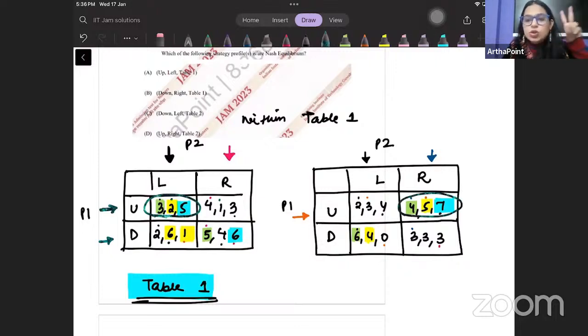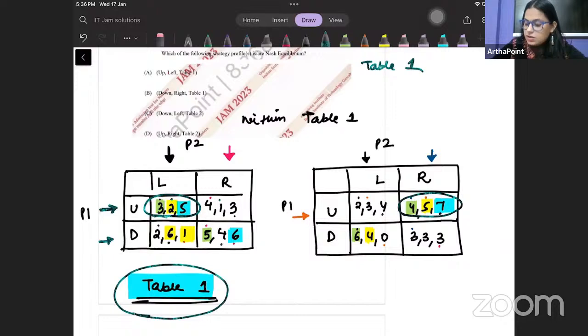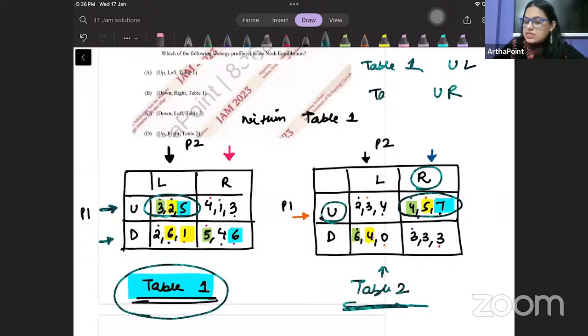So I have got 2 Nash equilibria in these tables. The first equilibrium is that in table 1, we see up and left. And in table 2, I see up and right as my Nash equilibrium. And that's how you can go ahead and solve this kind of question.